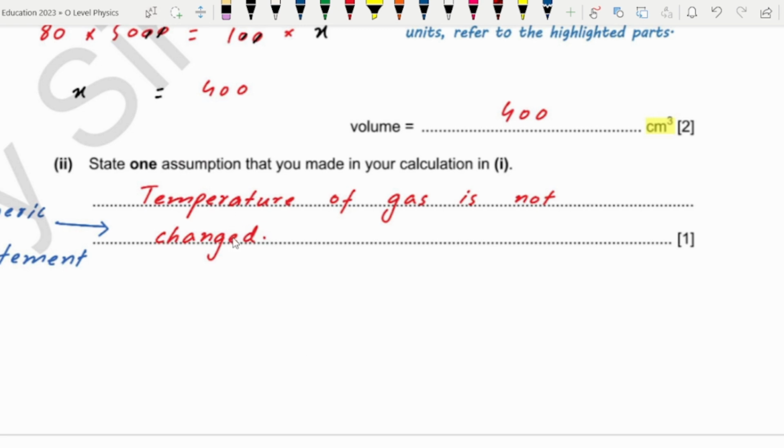The assumption that you made in your calculation, like I said, is that the temperature is constant, only then we can use the formula. Otherwise the volume would also depend on the temperature and the answer might be other than 400. So the temperature of the gas is not changed, or the total mass of the gas is not changed.